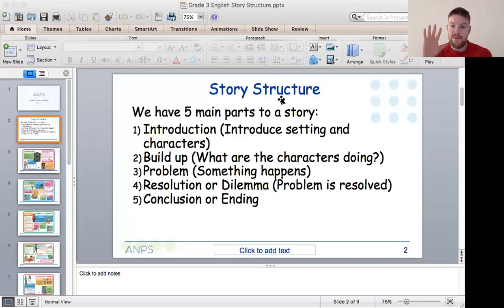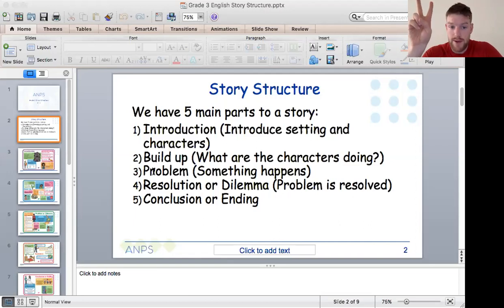Okay, we have 5 main parts to a story. Part number 1 is the introduction. This is the start of the story where we introduce the setting and the characters. Now, the setting is where and when the story takes place. And the characters are the main people in the story.